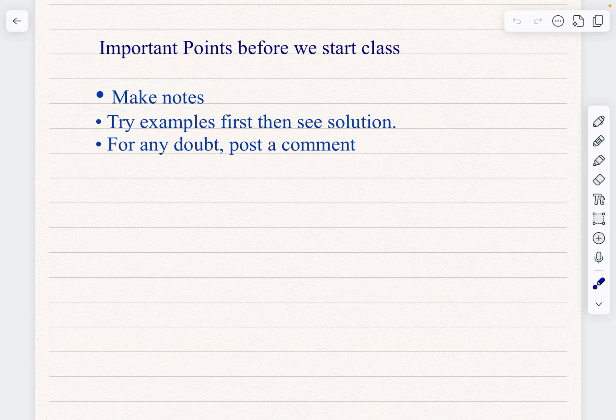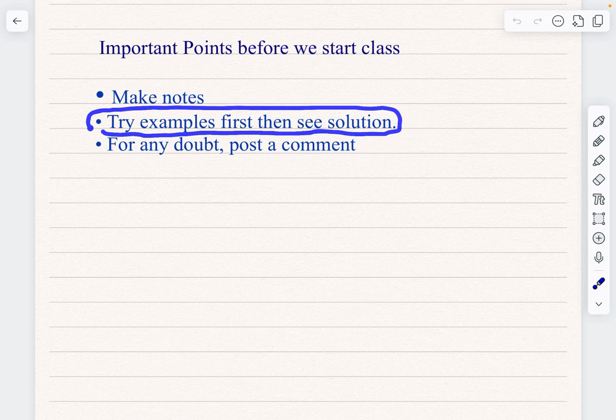Second, whenever you come across an example, stop the video and try it first, and then see the solution and see if you get it right or not. Do not jump to the solution directly. If you do that, you will not be able to build your problem solving skills.